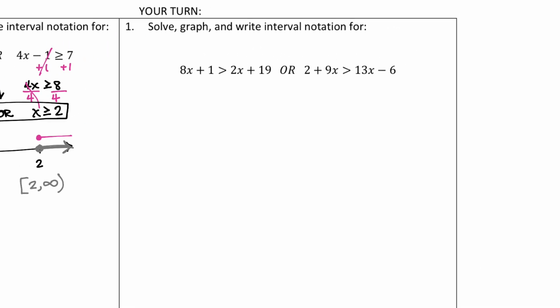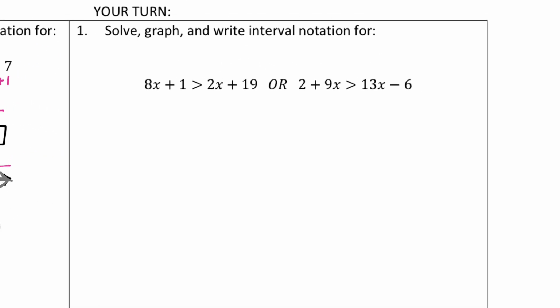Okay, I'm going to zoom in on this side. On this first part, let's get 2x on this side with the 8x. Now remember, we're always going to move the variable to the left when we're doing inequalities so that it makes life easier for you. If you remember at the end, we're going to use the inequality as an arrow to tell which way to graph. Okay, so we've already subtracted 1 from both sides. So we get 6x is greater than 18.